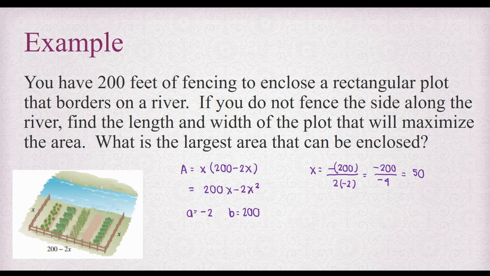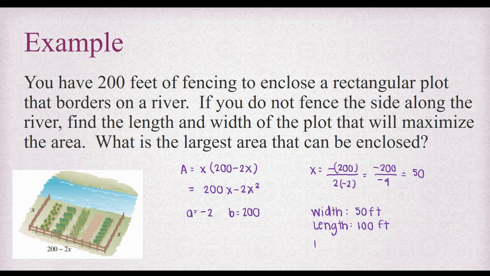Okay, so if it's asking for us to find the length and the width, well, the width is going to be x, so it looks like we're talking feet, so the width is 50 feet. Okay, to find the length, I'm going to then substitute it in to that 200 minus 2x. Well, 2 times 50 is 100, so 200 minus 100 tells us that the length is 100 feet.